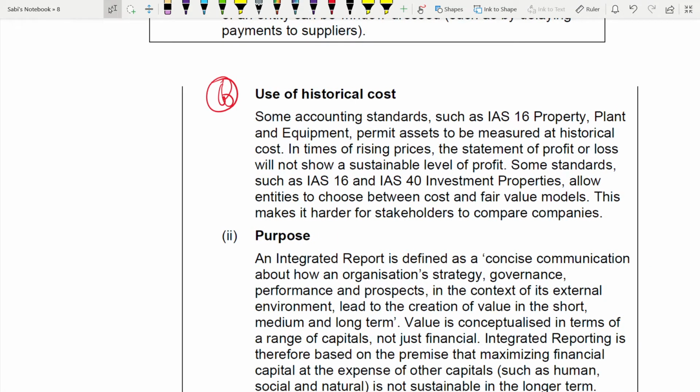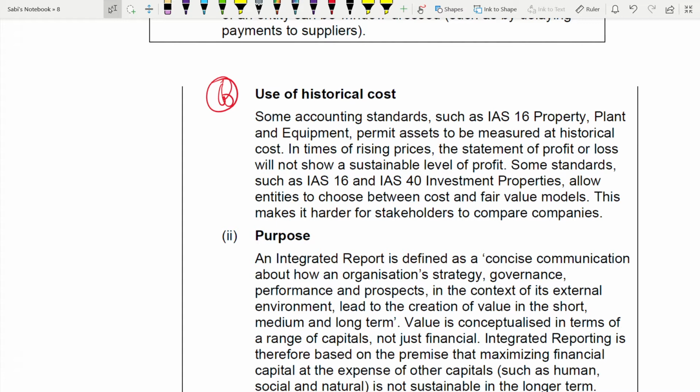So historical cost: some standards require you to use historical costs, and some standards are using the revaluation model. For example, IAS 16 and IAS 38, tangible non-current assets and intangible assets. Under both, they say measure at cost or measure under the revaluation model. But under IAS 38 intangible assets, you cannot use the revaluation model if an active market is not there. Even if that option is there, you cannot use it. So one is using the cost model, the other is using the revaluation model. Very hard to compare.